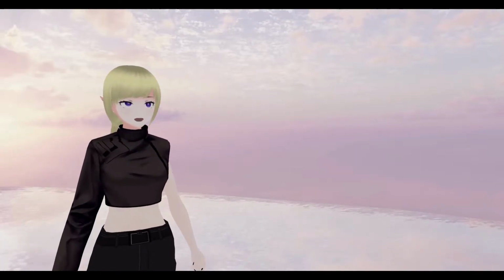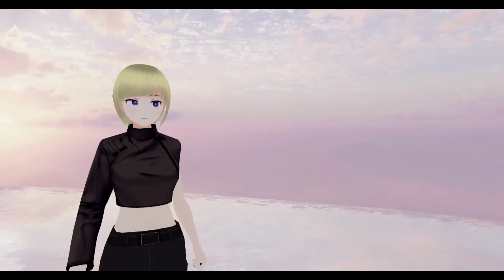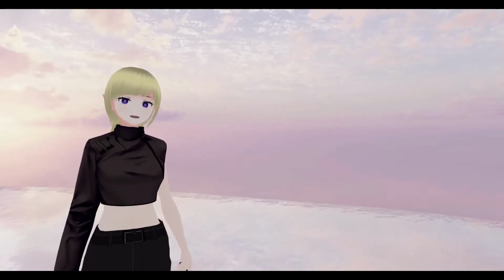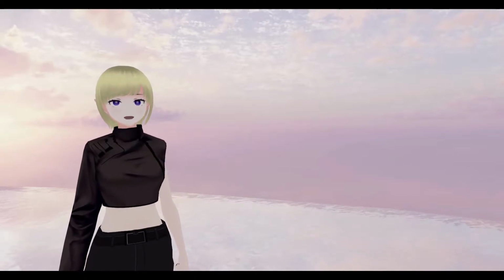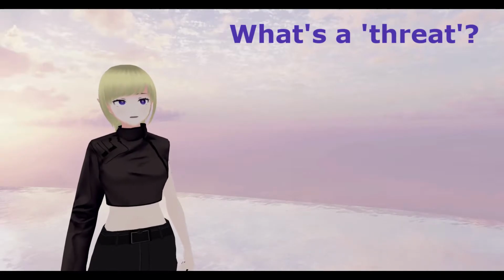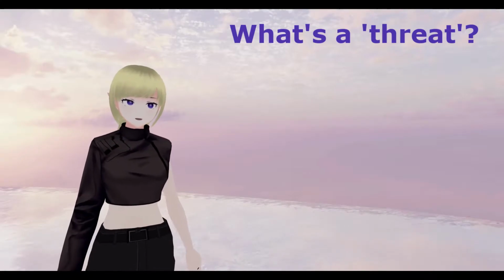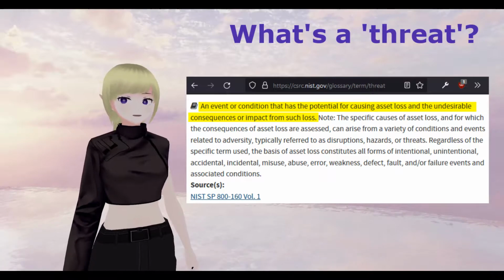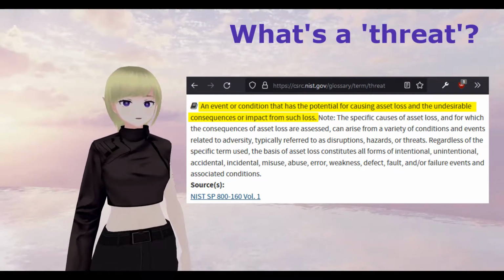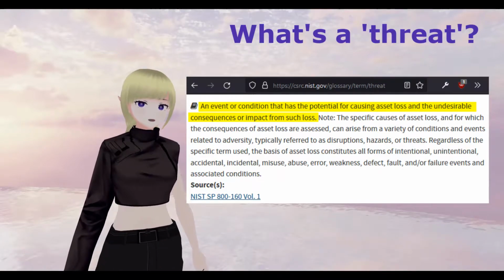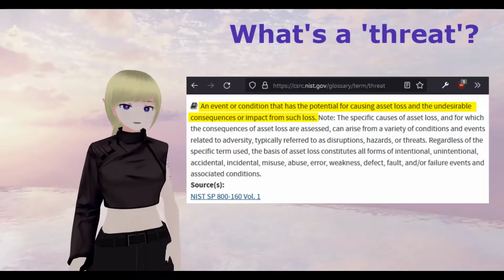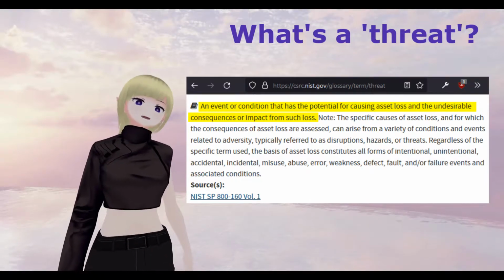This might sound a little stupid and patronizing, but it's important that we keep our terminology straight. In case you're new to formal discussions about security, I thought that it would be good to start out with laying out some vocabulary. So let's start off by discussing what a threat is. A threat is an event or condition that has potential for causing asset loss and the undesirable consequences or impact from such loss. So basically, a threat is any possible bad thing that you don't want to happen.